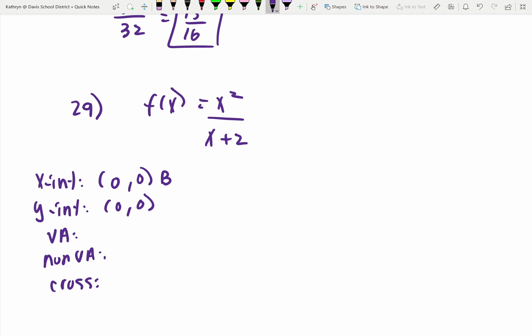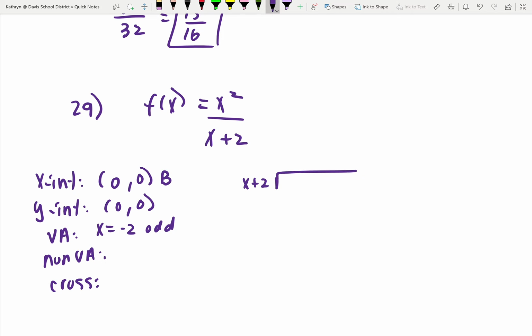If 0, 0 is an x-intercept, then it's also a y-intercept. You need to remember vertical asymptotes come from the bottom. Set the bottom equal to 0, you get x equals -2, and it's odd. The non-vertical asymptote could be horizontal. If you go biggest over biggest, the top is bigger than the bottom, which means it is not horizontal. It's going to be oblique or slant.